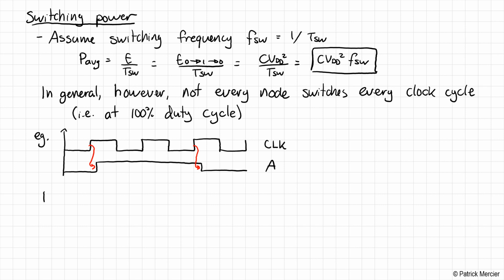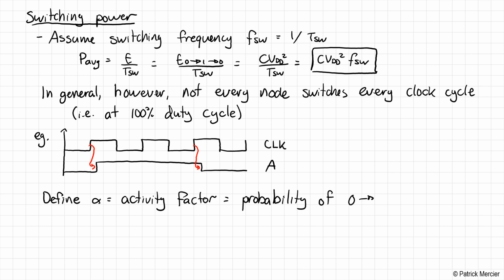What I'd like to do is define a parameter called alpha. This is called the activity factor, which is effectively the probability of a 0 to 1 transition during a clock cycle. By definition, the alpha for the clock signal is equal to 1. For this node in the circuit, we say it has some average probability of a 0 to 1 transition, and therefore some average probability of dissipating energy. So the average power consumption is just alpha times C VDD squared times F.